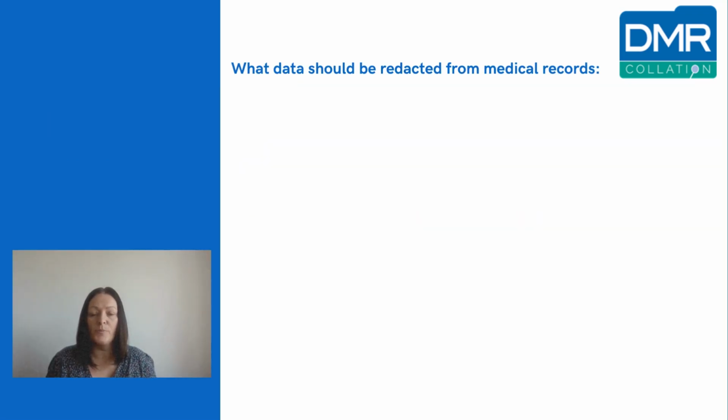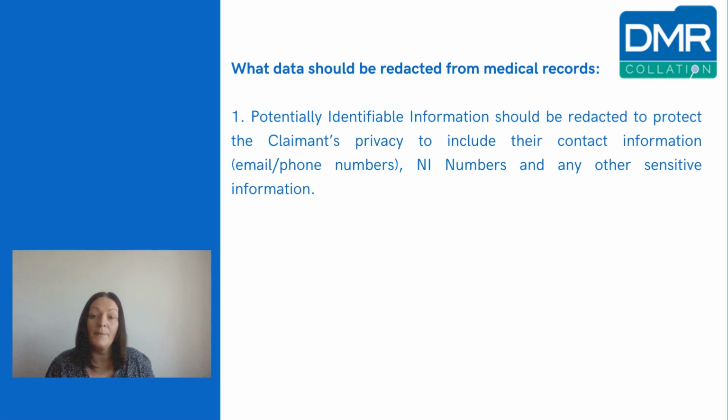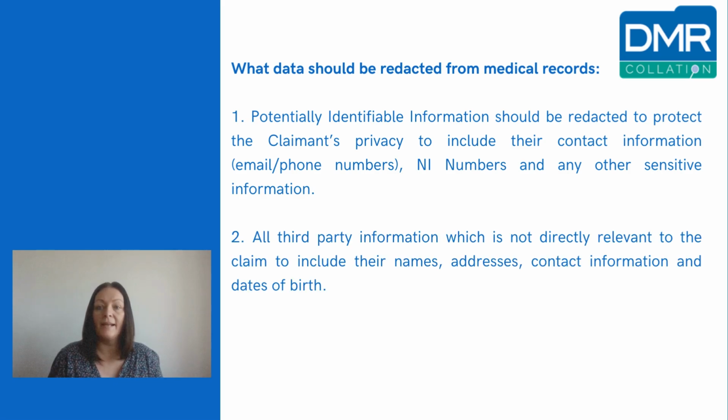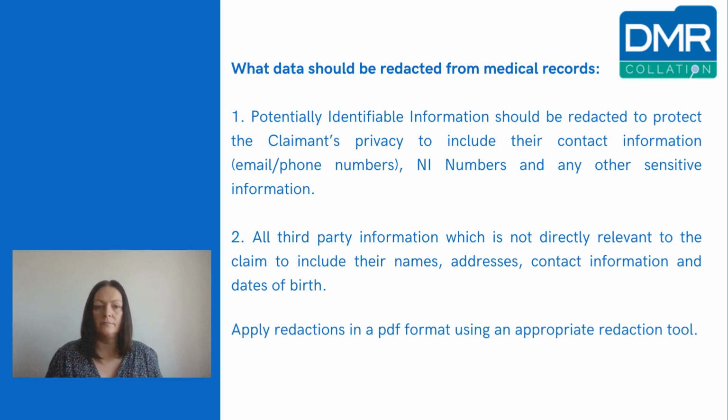So, what data should be redacted from medical records? Firstly, potentially harmful information should be redacted to protect the claimant's privacy, to include their contact information, which may be email or phone numbers, national insurance numbers, and any other sensitive information. Secondly, all third-party information, which is not directly relevant to the claim, to include their names, addresses, contact information, and dates of birth, should be redacted.